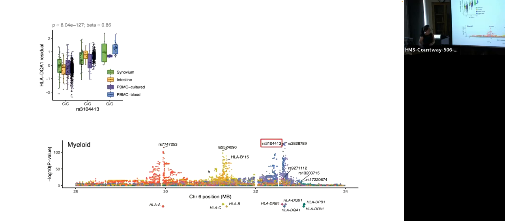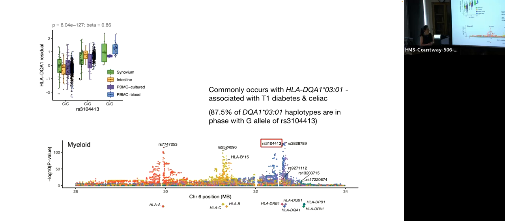And so if we just take a look at one example, we'll use this HLA DQA1 example for myeloid cells. The top variant was RS310, the SNP here. And so there are 2 versions of the SNP. You can either have a C or a G. And so what we found is that with increasing dosages of the G allele, individuals tend to have much higher HLA DQA1 expression. And this effect was consistent across all 4 data sets.